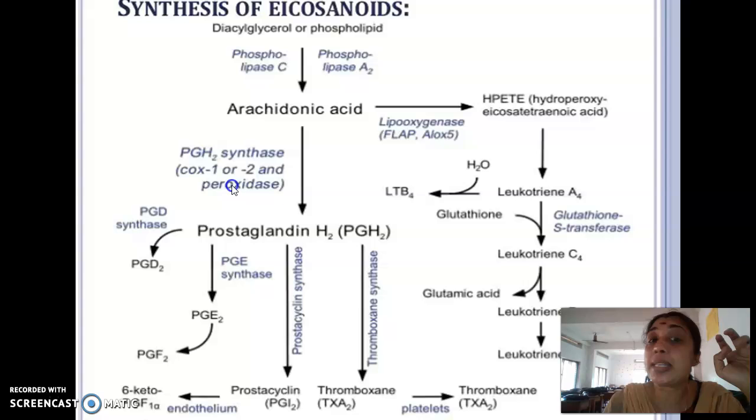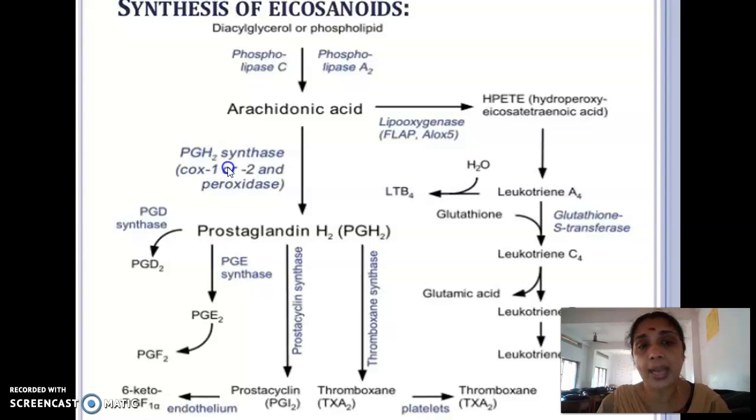Again, it's a multi-enzyme complex. PGH synthase, prostaglandin H synthase, is a multi-enzyme complex having two enzyme activities. One is the COX, that is cyclooxygenase activity, and the other is a peroxidase activity. So there are two enzyme activities present on the PGH synthase enzyme, which carries out the cyclooxygenase activity and also the peroxidase activity. Again, cyclooxygenase has different types, COX1 and COX2, right?